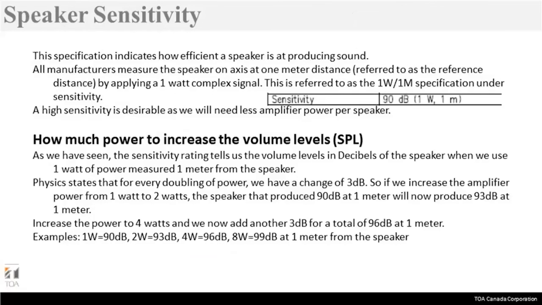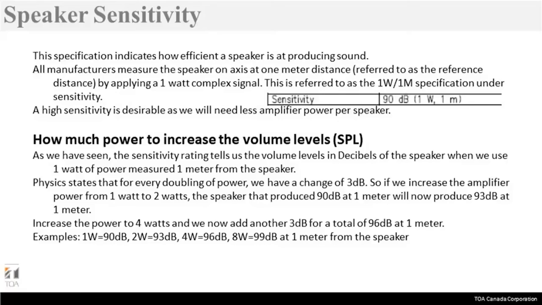All right, very important point. While choosing a speaker, a lot of my customers ask me why I recommend this particular speaker over the other one, because the price is really good on that one. The reason is that I always ask what the sound pressure level is in the space where they want to install the speaker. Whenever you look at the spec of any speaker, it says sensitivity, in this case for example, 90 dB at 1 watt, 1 meter. So at 1 watt, at 1 meter, you're going to get around 90 dB. All manufacturers measure the speaker on axis at 1 meter distance, called a reference distance, by applying a 1 watt complex signal. That is usually referred to as 1 watt, 1 meter.